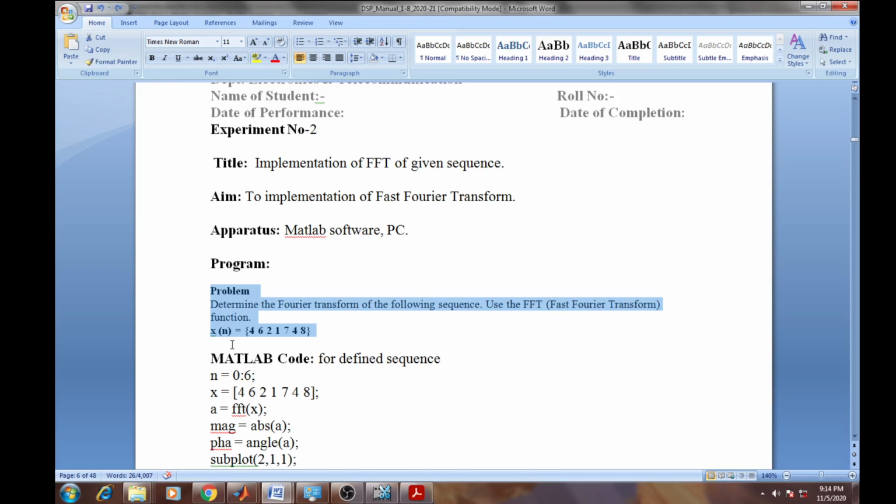Okay, and the equation, the input sequence, is given. x of n is equal to, now you can choose any one sequence, right?